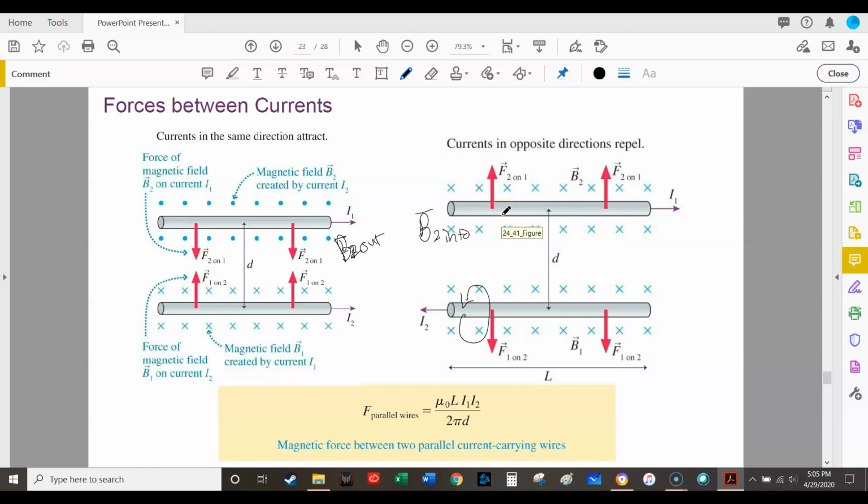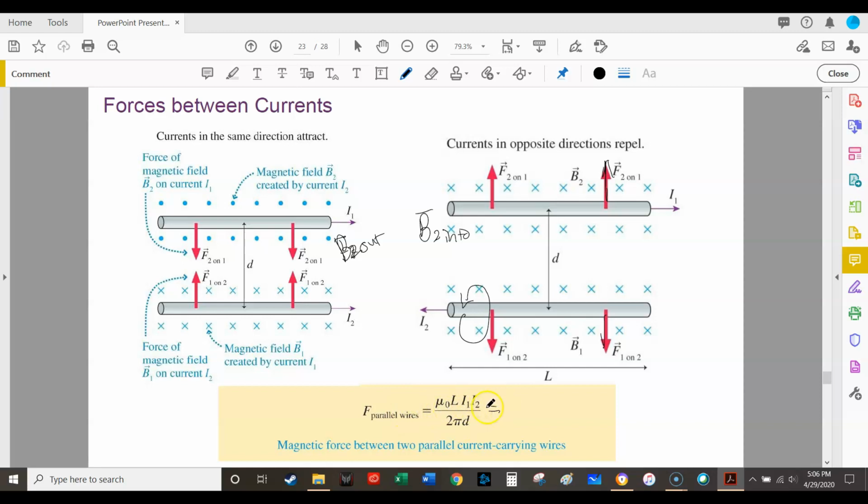Well, now I'm going to point my thumb in the direction of current number 1 right here. And I'm pointing my index fingers into my screen. So now my palm is pointed to the top of my page. So that means that force is going to be pointed up, and forces are equal and opposite, so wire number 1 is going to be pushing wire number 2 down. So they're going to repel. And so here's how to quantify that.